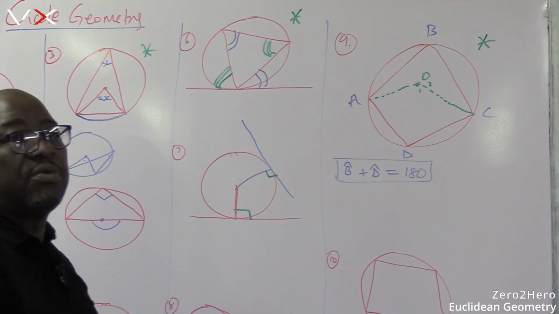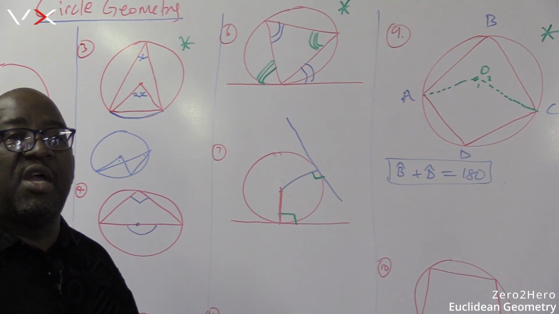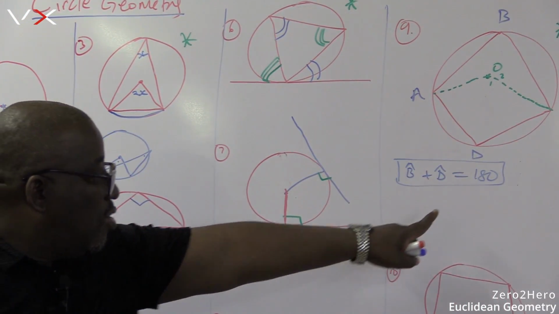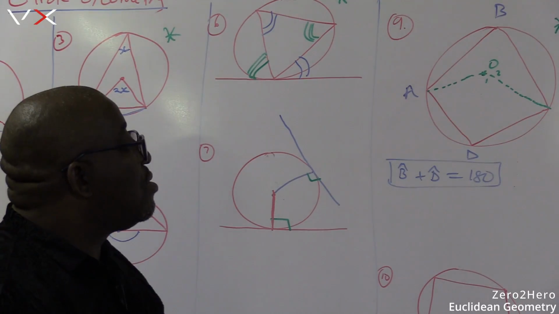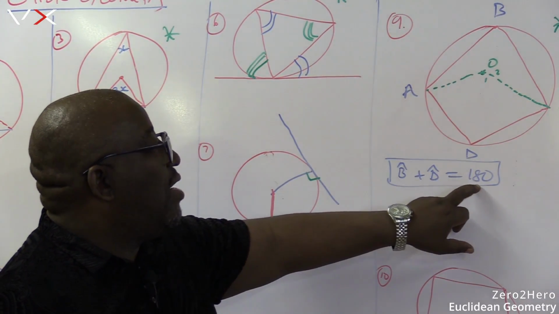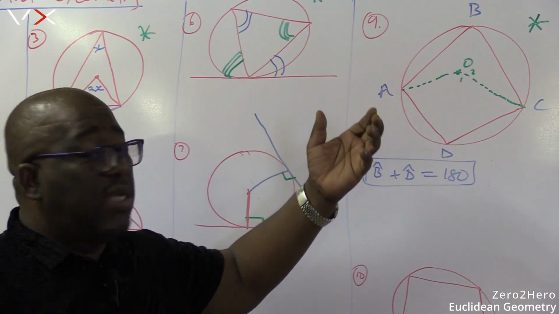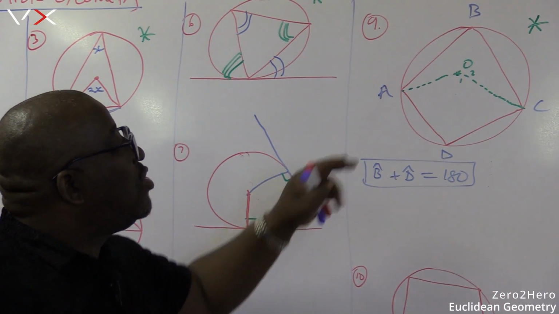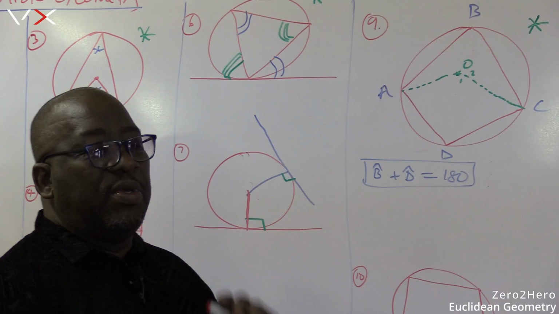This is our construction. Once you've done your construction, then you can prove. We want to prove that this is 180. All right, we want to show that angle B plus angle D is equal to 180 degrees. It's a formal proof, it's required in your examination. Now, once you've got your construction, let's do it.